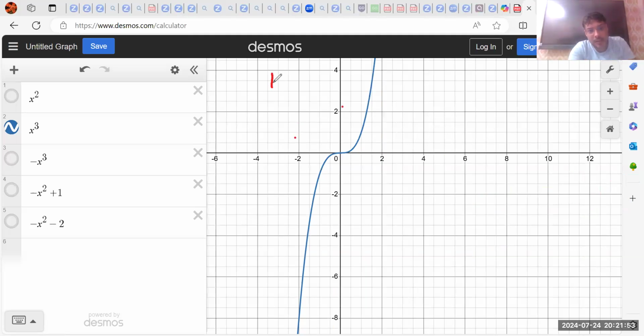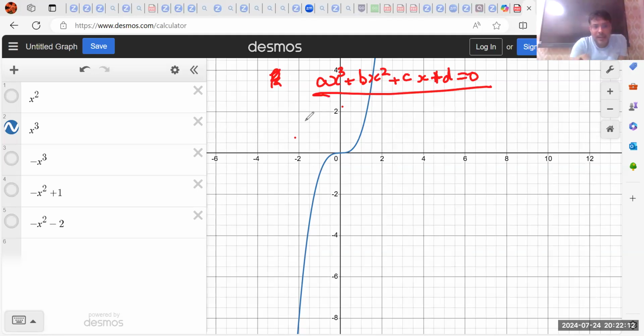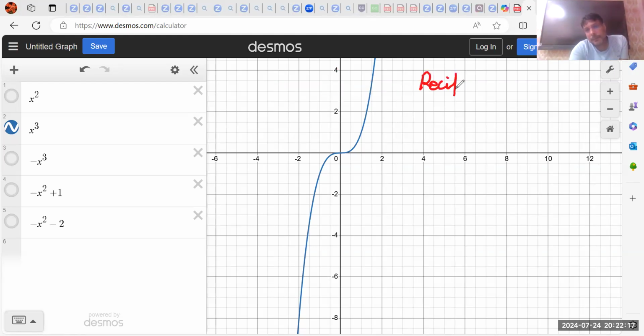But right now we will come to the reciprocal function. Next is reciprocal function. So again general form of the cubic equation क्या होगा? ax cube plus bx square plus cx plus d equal to 0. ठीक है, this will be a cubic equation. Next is reciprocal function. So you guys try drawing it. Reciprocal function is 1 by x, y equal to 1 by x. So try drawing the graph of this.